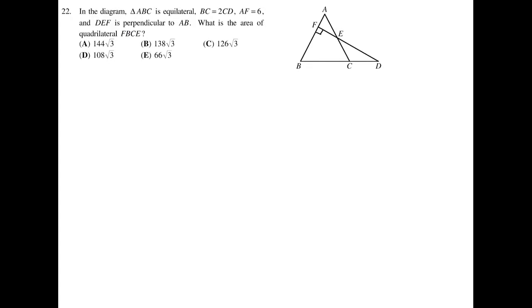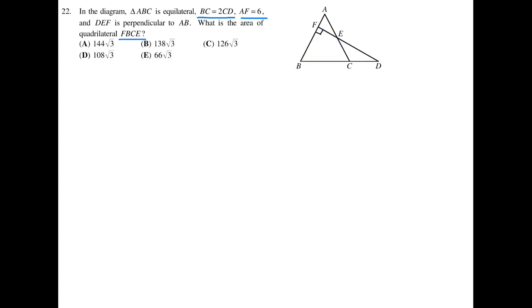In the diagram, ABC is equilateral, BC is 2 times CD, and AF is equal to 6, and DEF is perpendicular to AB. What is the area of quadrilateral FBCE? So FBCE, this quadrilateral, is what they want you to figure out the area of.